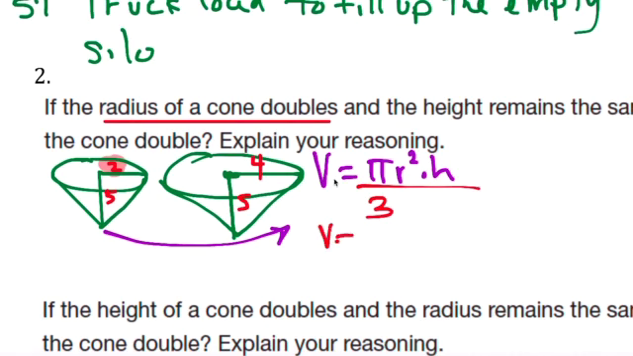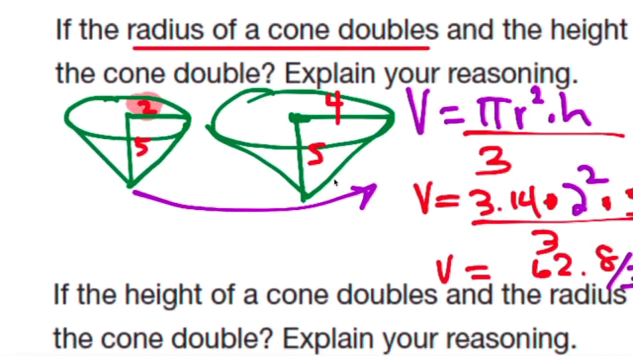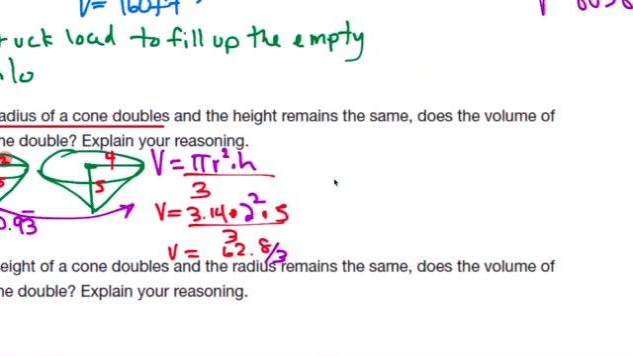So volume of a small cone is 3.14 times radius, which is 2 in this case. Square it times the height, which is 5, divided by 3. So you'll get volume equals to 62.8. Divide that by 3. You'll get this volume of a small cone is 20.93.